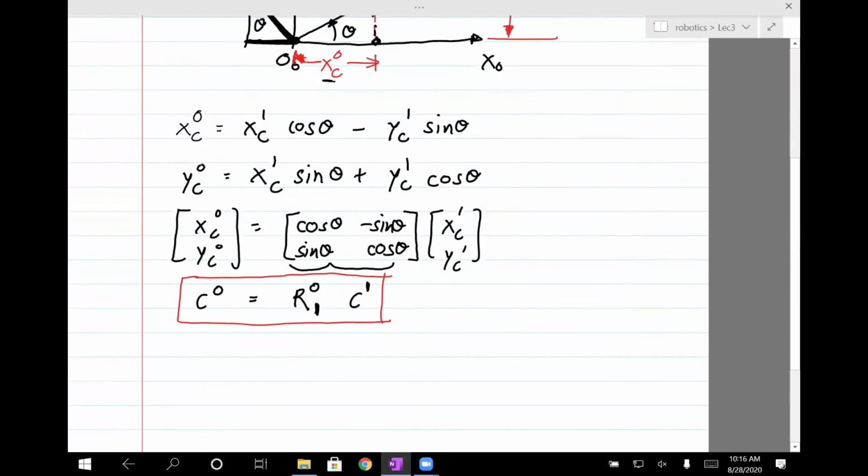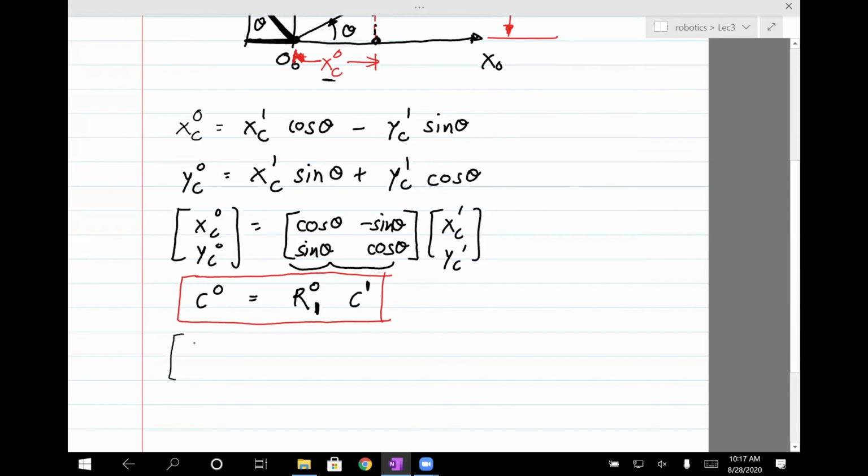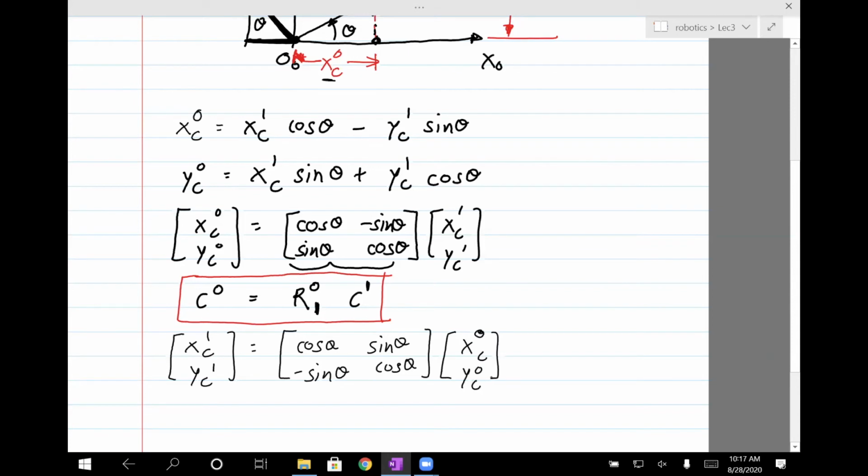Okay, you could also do the reverse transformation. You could write xc1 yc1. You can do this either using trig like I did, but here you'll be projecting everything on the O1 x1, O1 y1 axes, or alternately you can invert this R matrix. If you do that, you'll get cosine theta, sine theta, minus sine theta, cosine theta, times xc0 yc0.